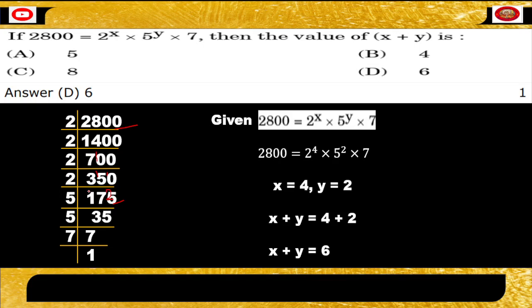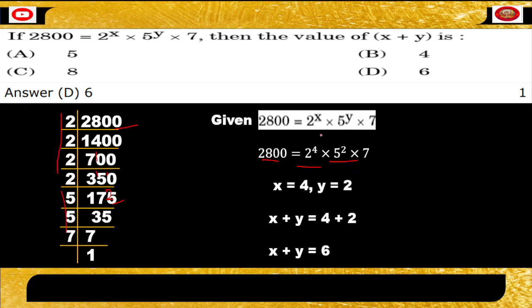Then 5 becomes 25. 5 fives are 25. Next, 5 sevens are 35. 7 ones are 7. Given is 2800 equals 2 raised to x into 5 raised to y into 7. 2800 is written as 2 into 2 into 2 into 2, that means 2 raised to 4, then 5 into 5, that means 5 squared, into 7.